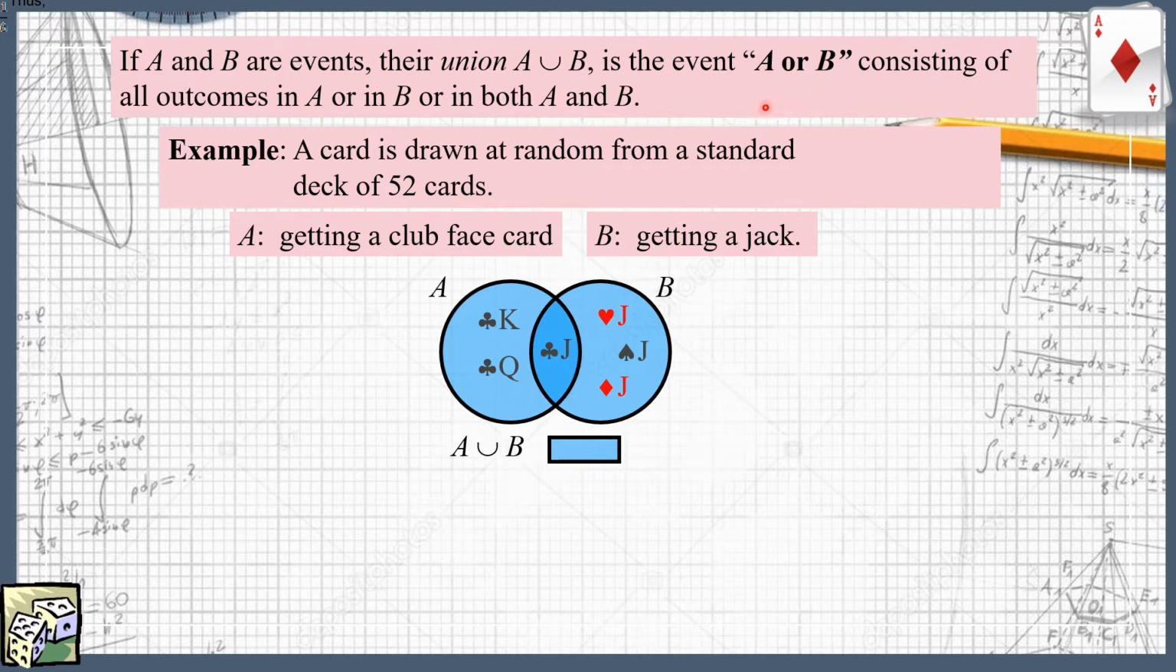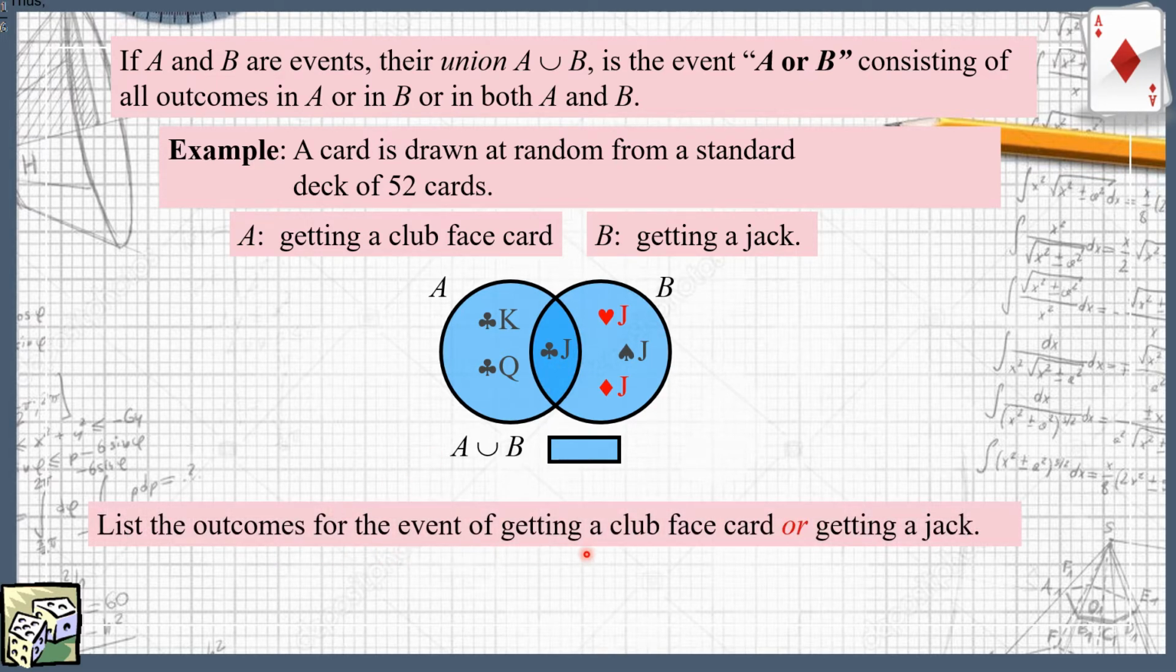Since we are referring to the union, ang shaded part natin is yung bilog ng A and B at the same time yung kanilang intersection. So, to list the outcomes for the event of getting a club face card or getting a jack are jack of spades, jack of hearts, jack of diamonds, jack of clubs, queen of clubs, at saka king of clubs. So, as you can see, isang beses lang natin mention yung kanyang intersection. Kagaya nung review natin last lesson. So, this is A union B.